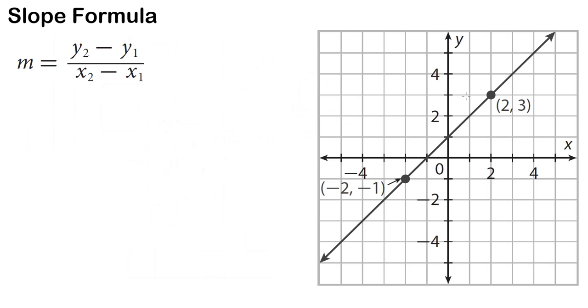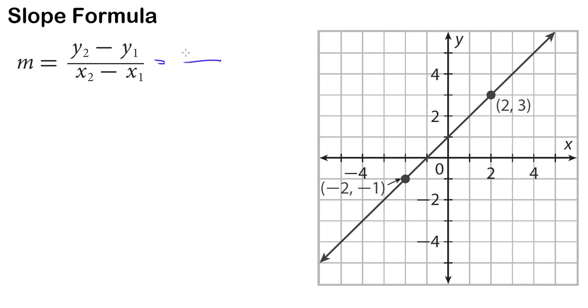So now there is a way to find the slope of a line without having to count on a coordinate plane, and that's called the slope formula. And it's right here. m equals y2 minus y1 over x2 minus x1, where m is the variable that represents the slope. So what is this y2 minus y1 over x2 minus x1 all about?